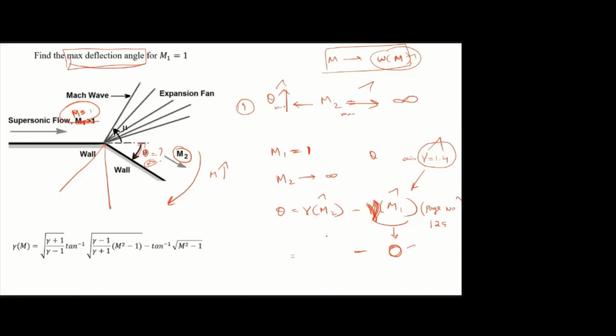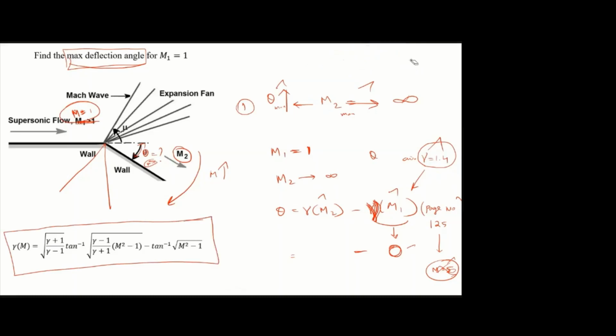Then gamma M2, what is the maximum Mach number they are given in the gas table in this page number 125? Okay, so maximum they are given for 5 only we have got. Okay, maximum they used to give up to Mach number 5. Then if it is not there, we have to go for this formula.